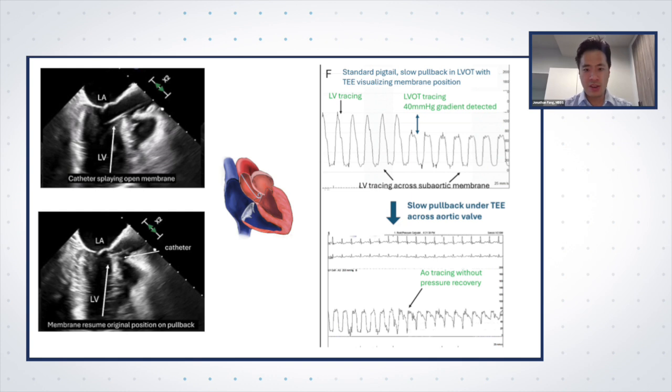Now, this did not happen immediately. It actually took a while for it to return to the position. This explains why with a dual lumen catheter, even on a pullback, we couldn't find a gradient.